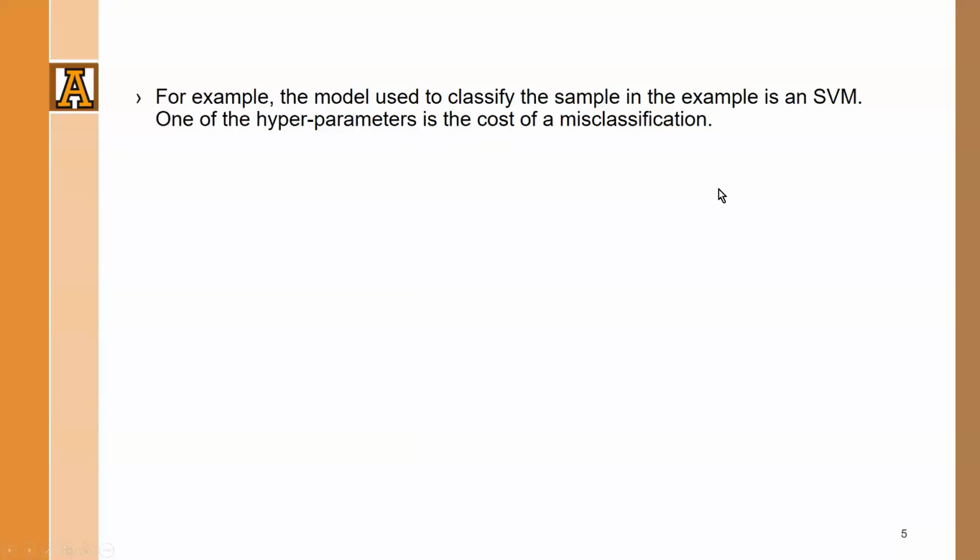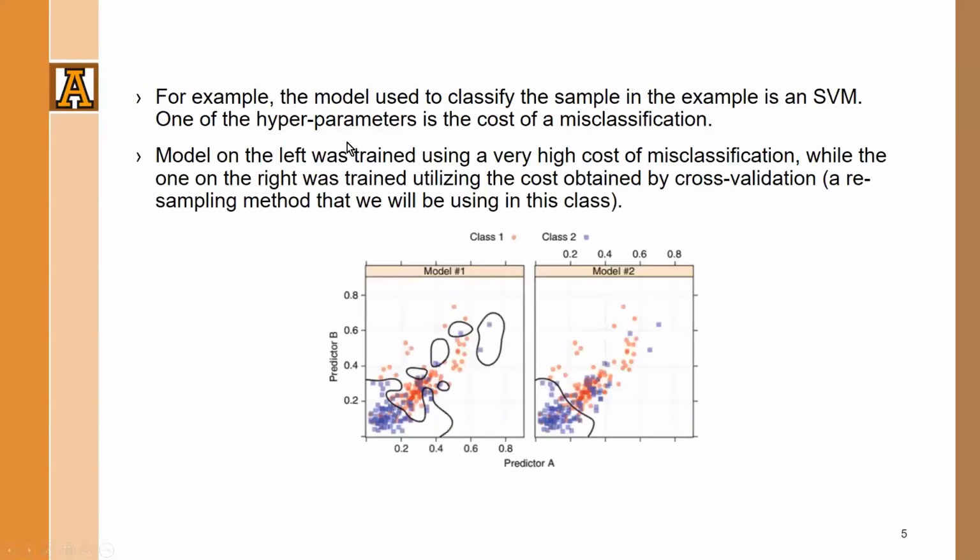The model used to classify the sample in the example is a support vector machine, as I told you, and using the hyperparameter of the cost, we had on the extreme left a very high cost of misclassification, and on the right the cost of misclassification chosen by cross-validation. So as you can see, the model with a very high cost of misclassification is very noisy. It's very adaptable to the training set, but it's not a very good predictor for new observations.